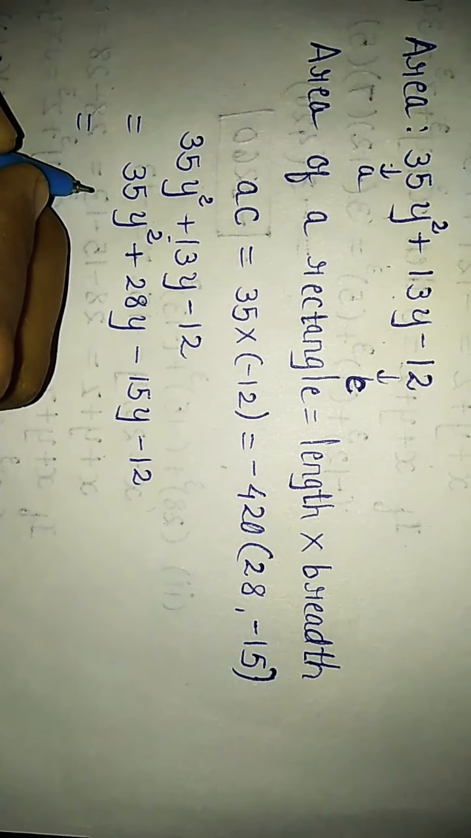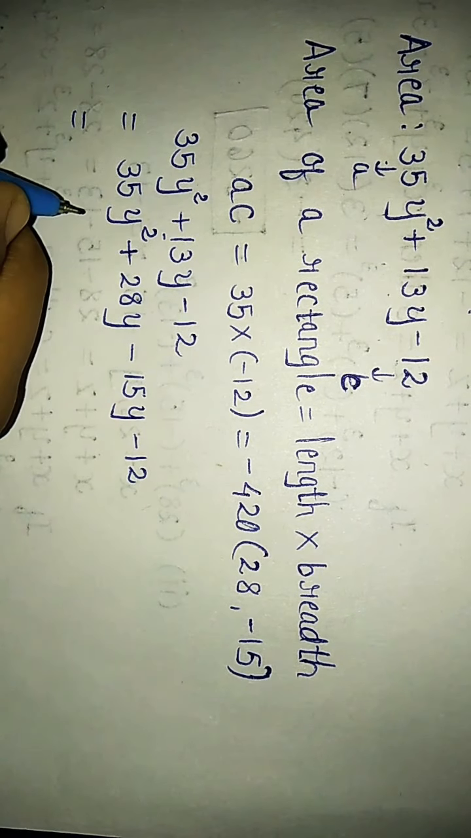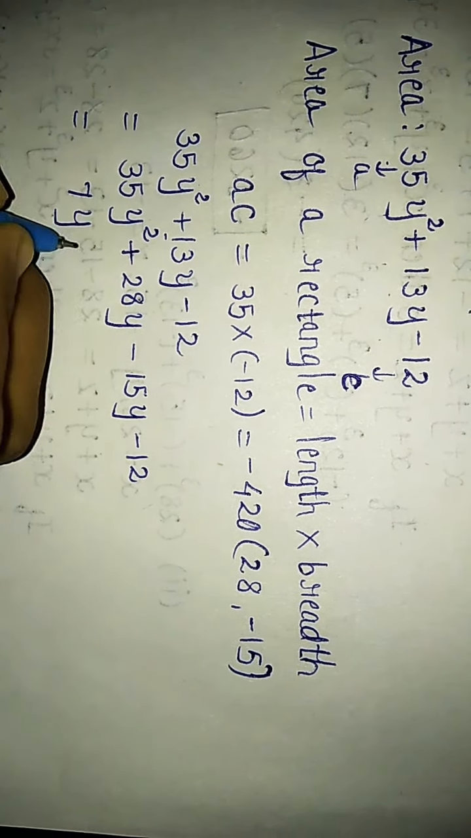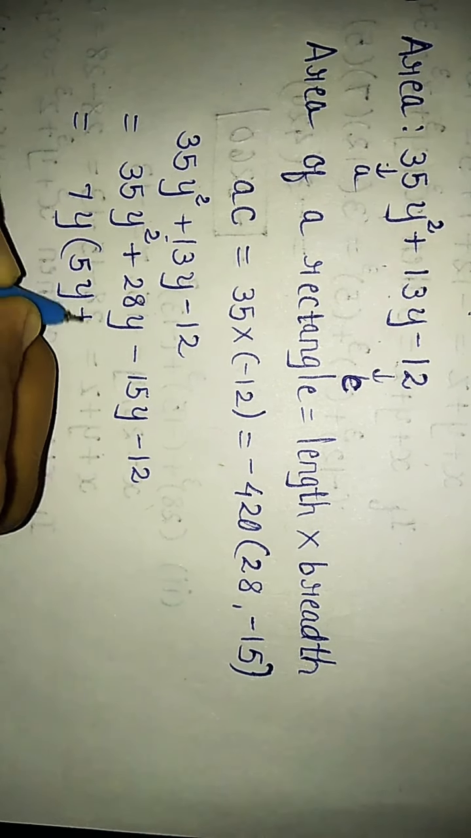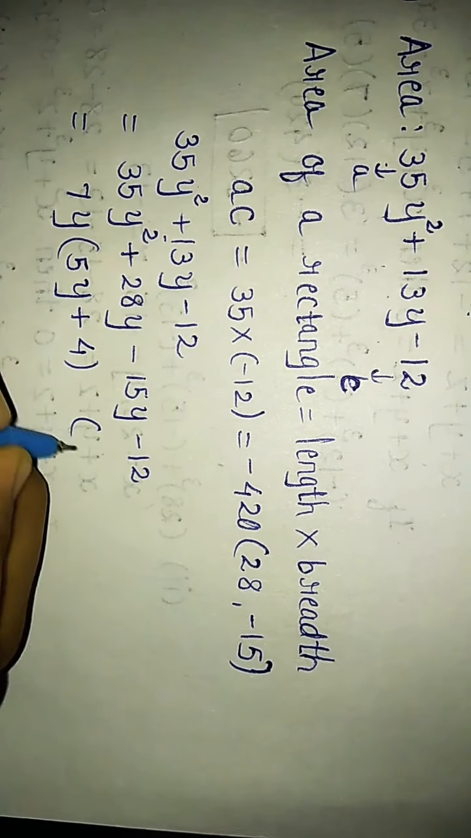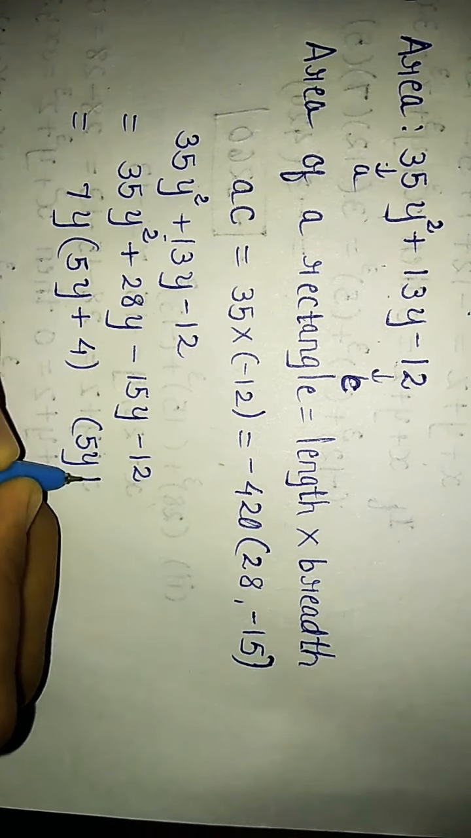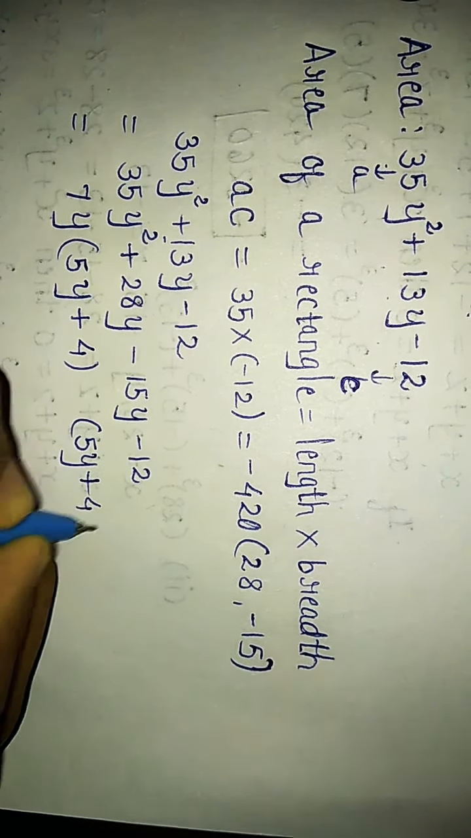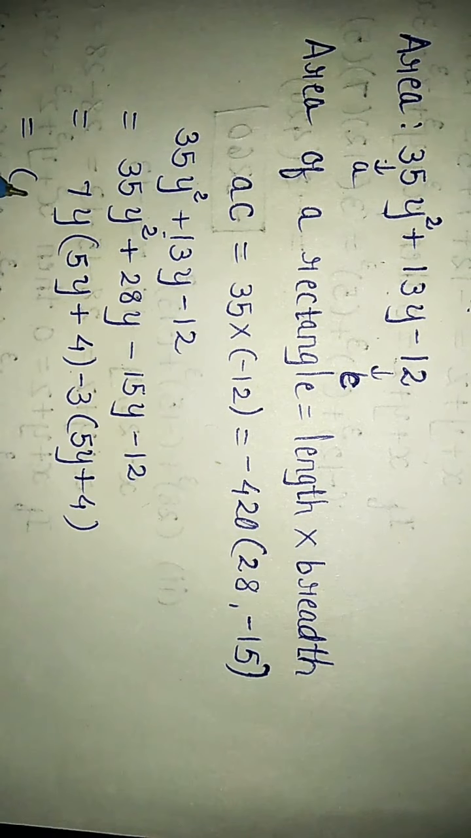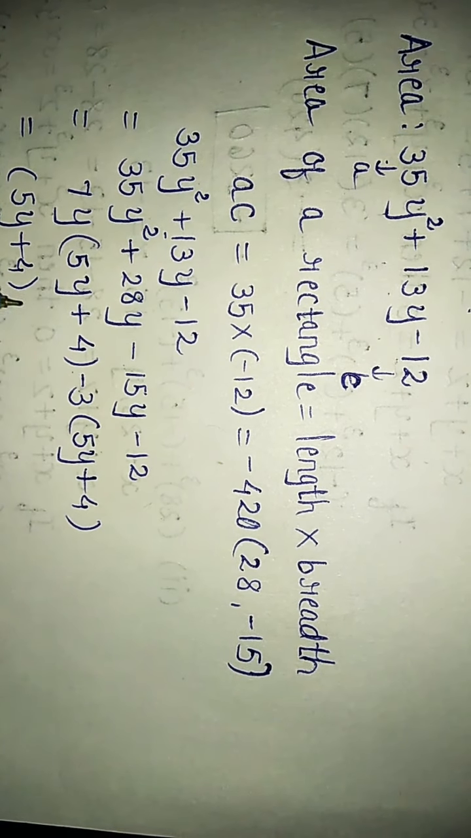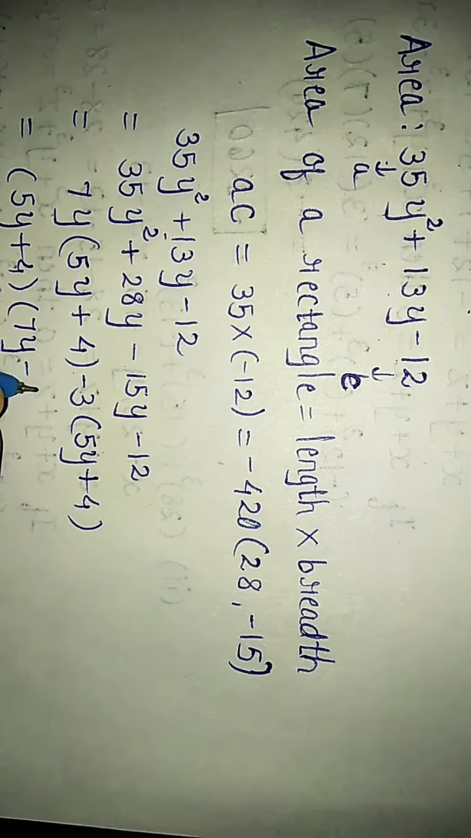What can we take common from the first two terms? We can take common 7y. 7 5s are 35, so we are left with 5y plus 4. The next bracket also should be 5y plus 4. What can we take common from those two? It is minus 3. Minus 3 into 5y is minus 15y, minus 3 into 4 is minus 12. Now we will write the answer: 5y plus 4 and in the bracket 7y minus 3.